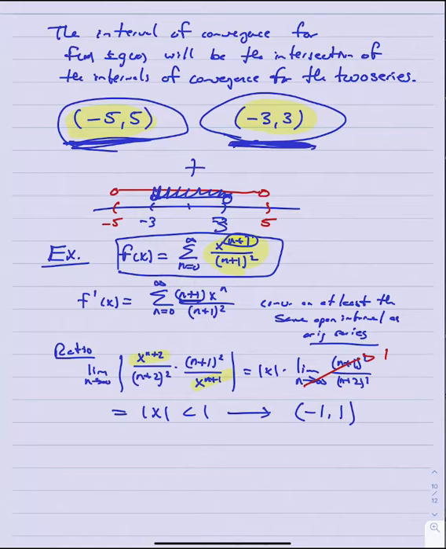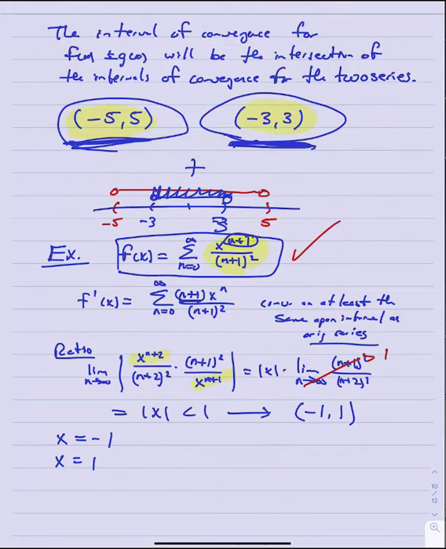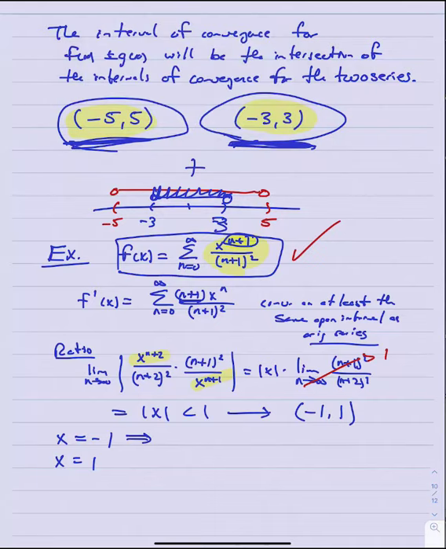Okay, what comes next when you're finding intervals of convergence? I check the endpoints. So that means I need to go back and ask, what's happening when x is equal to negative 1? What happens when x equals 1? When x equals negative 1, if I look at my original series, which is right here, let's see, what do I get?